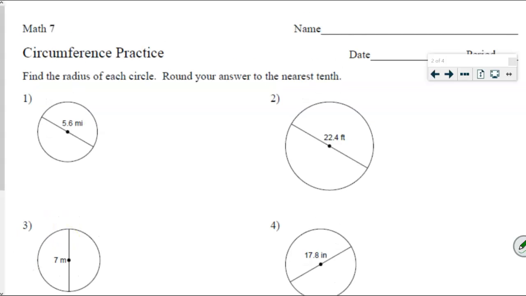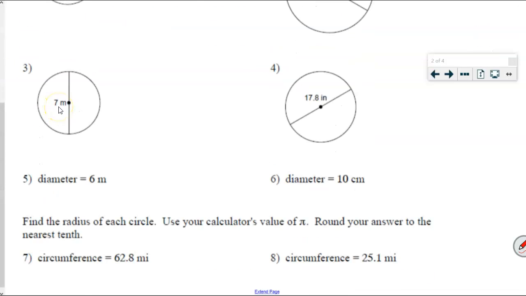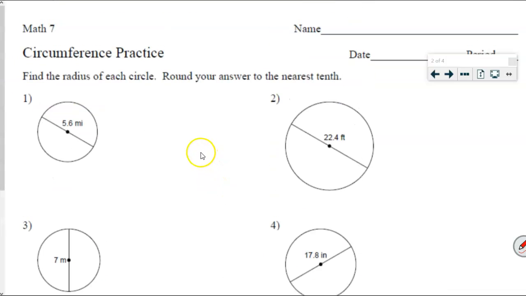On this circumference practice, before we can even start finding the circumference, we need to make sure that we have a solid understanding of the relationship between radius and diameter. So you're going to notice that the first set of problems, 1 through 6, really even 1 through 8, in each one of these, I'm asking you for the radius.